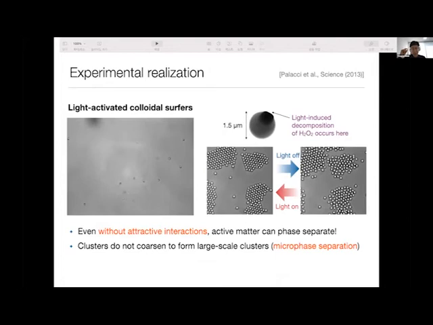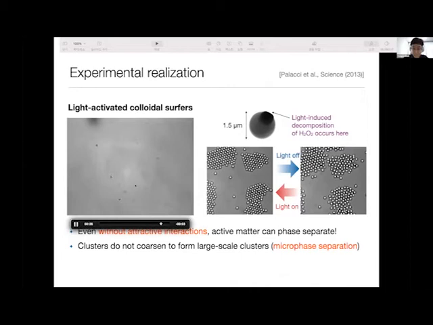So that was a simulation that I showed, but you can realize this system using experiment. And this is a very well-known experiment by Palacci et al., using Janus particles, which are propelled by a chemical reaction of hydrogen peroxide when light is turned on.